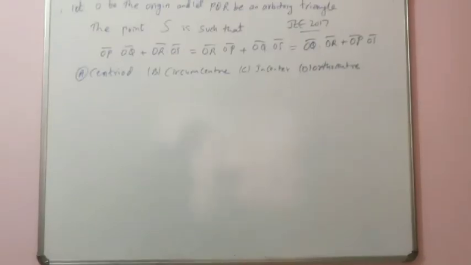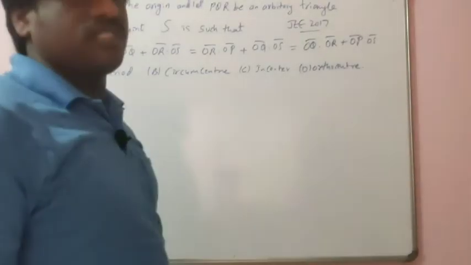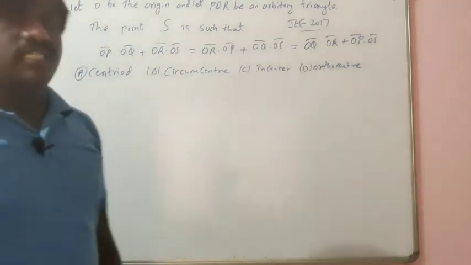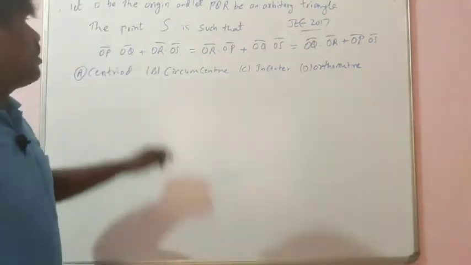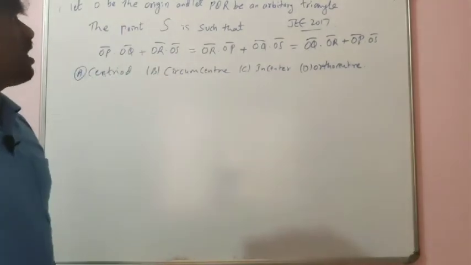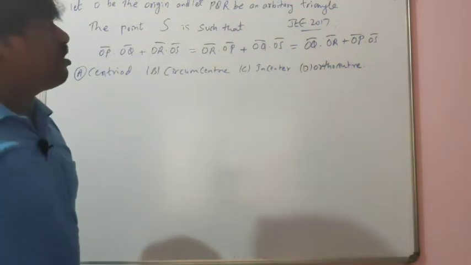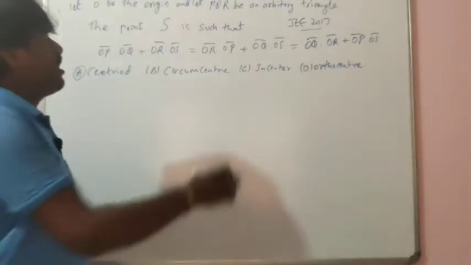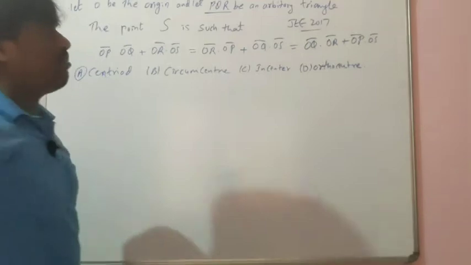Let us see this question. It was asked in JEE 2017 and is one of the easiest questions asked by JEE. Here O is the origin and let PQR be an arbitrary triangle.